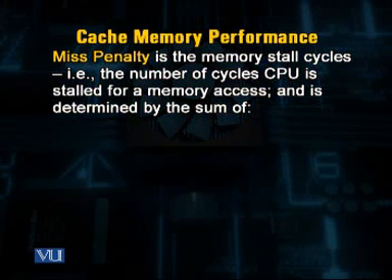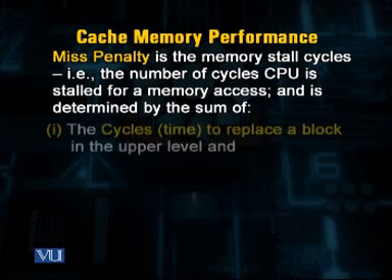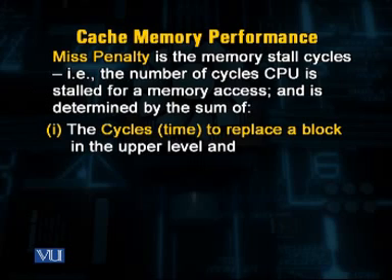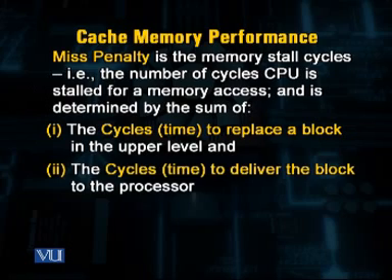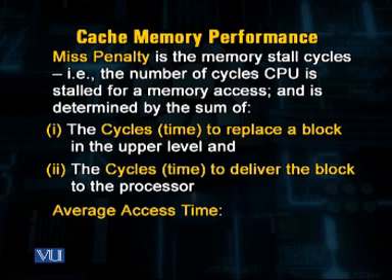Whereas the miss penalty is the memory stall cycles, that is the number of cycles a CPU is stalled for a memory access, and it is determined by the sum of two quantities: the number of cycles, or say the cycle time, to replace a block in the cache, and the second is the total time to deliver the block or the required object to the processor.